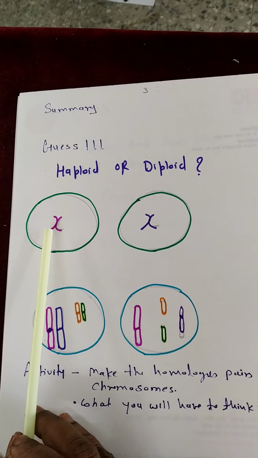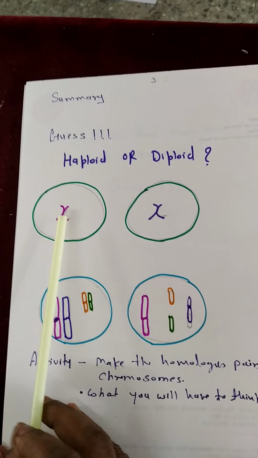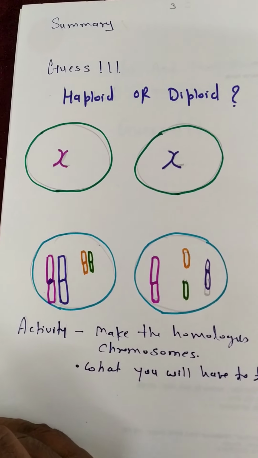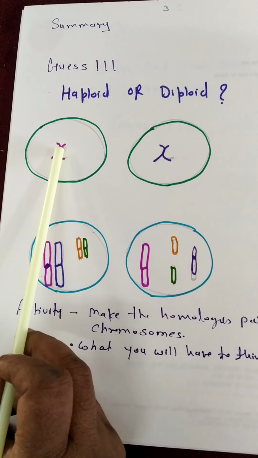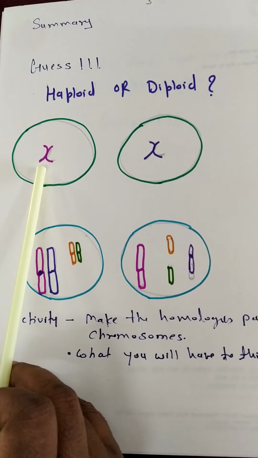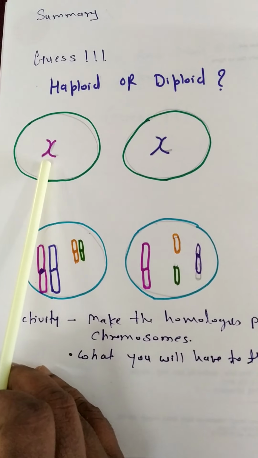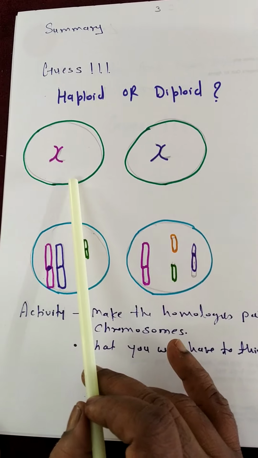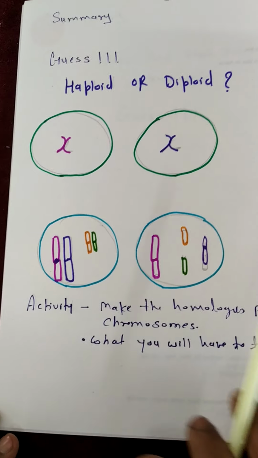This chromosome is a single chromosome because two chromatids are joined together with a single centromere. When a single centromere is there, it is a single chromosome. It is a single chromosome, and there is no pairing. Therefore, these two cells are haploid cells.